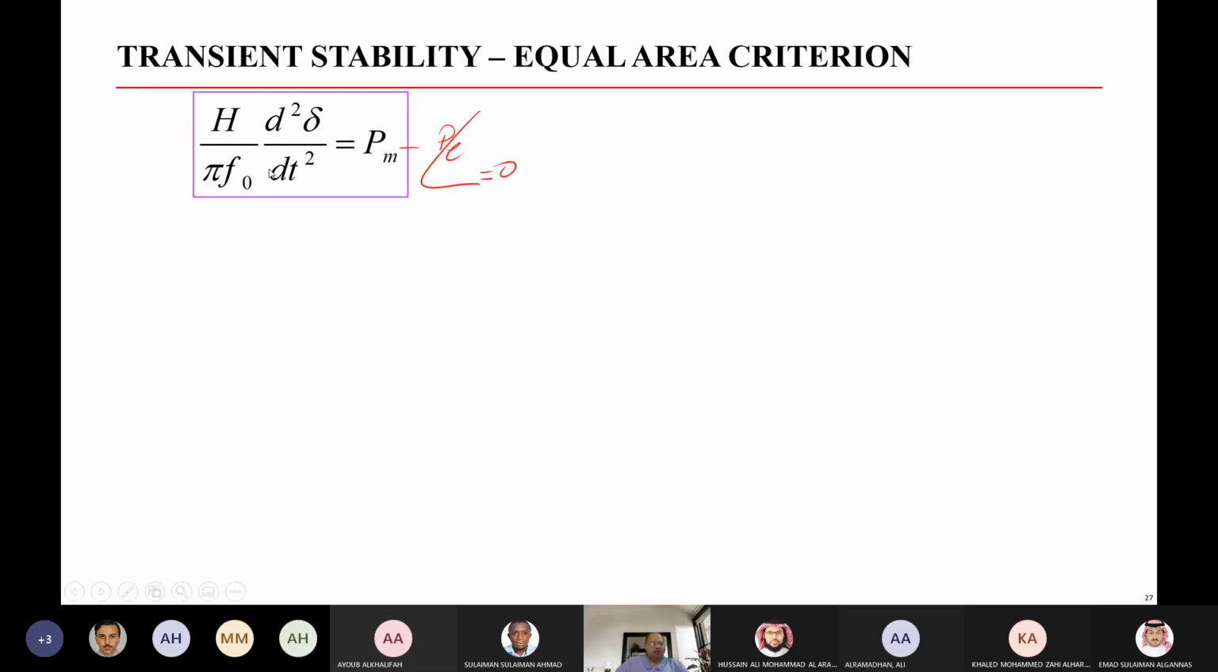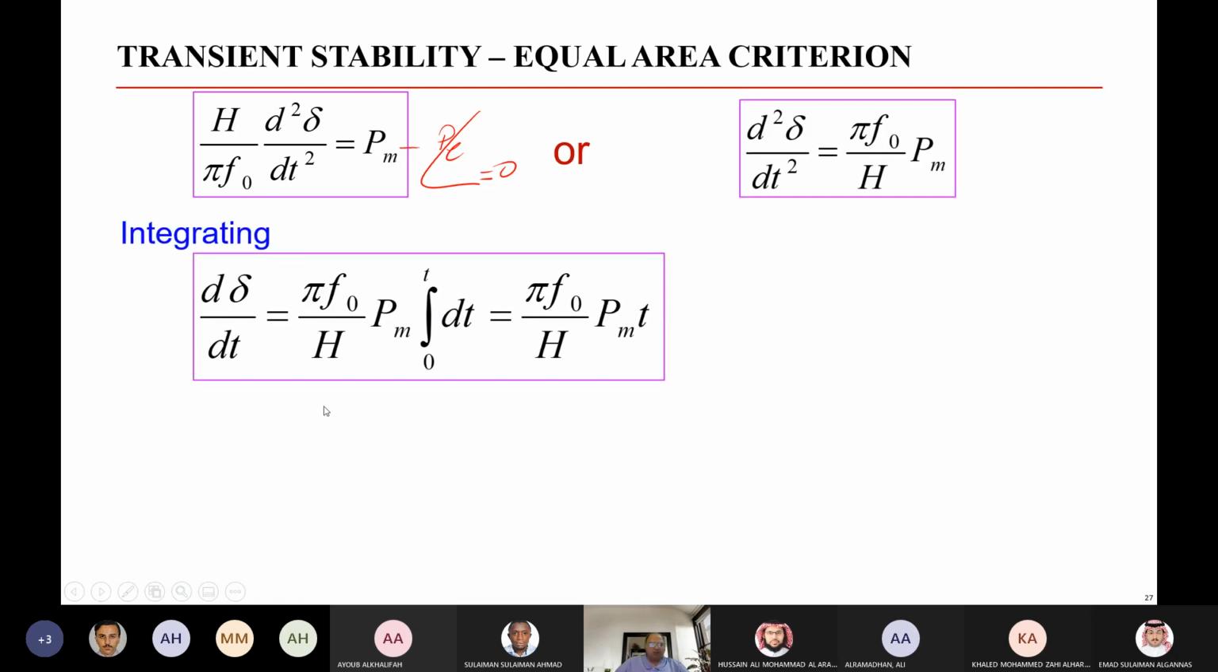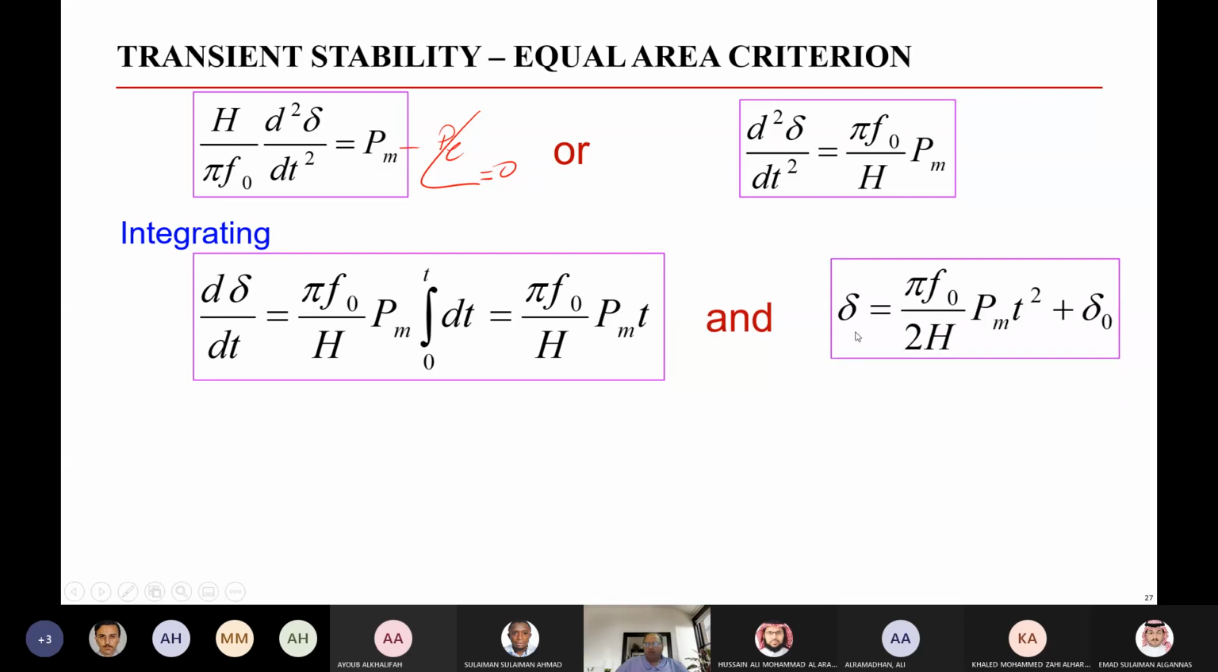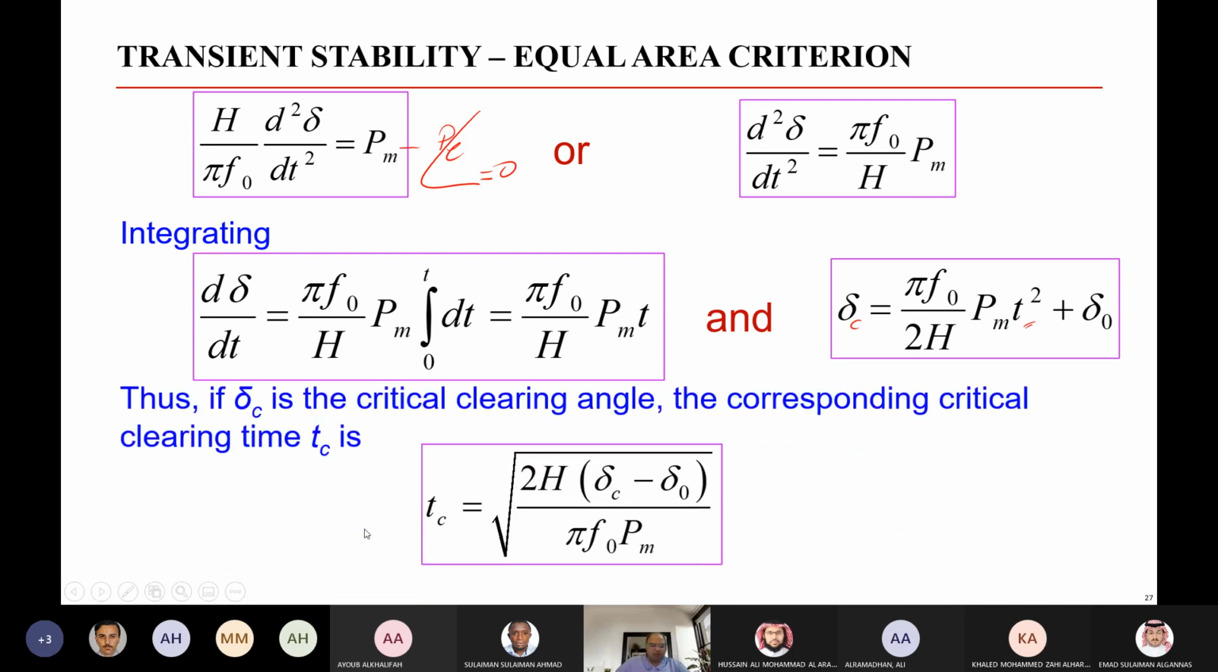Pm is constant, so you can double integrate. You integrate, and then you integrate again. Then you end up with delta equal to a term in t squared plus delta 0. So you have delta 0, and delta is known. Now this is delta C, the critical clearing angle, and you can find the critical clearing time. So t becomes the square root of a certain formula. The critical clearing time is equal to the square root of this. Is it clear?